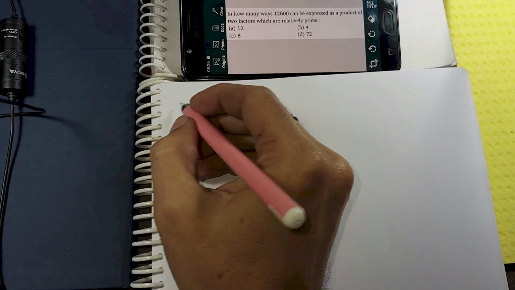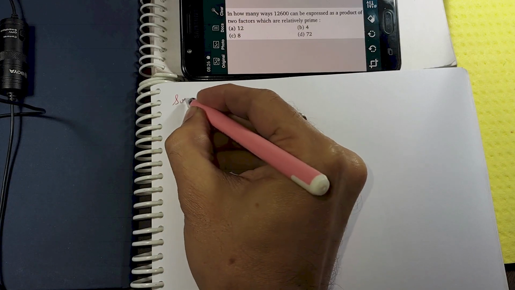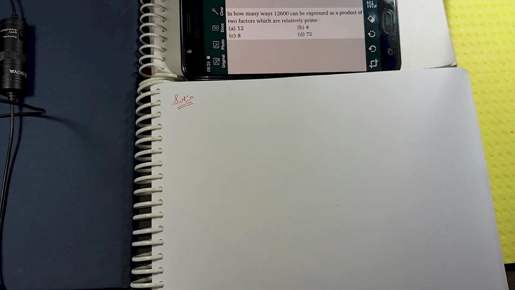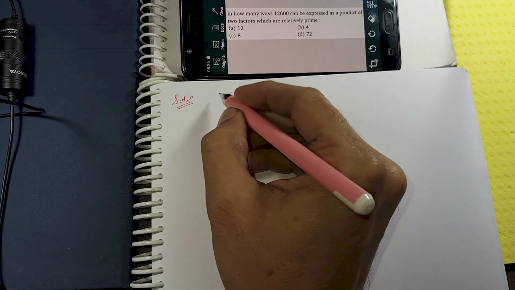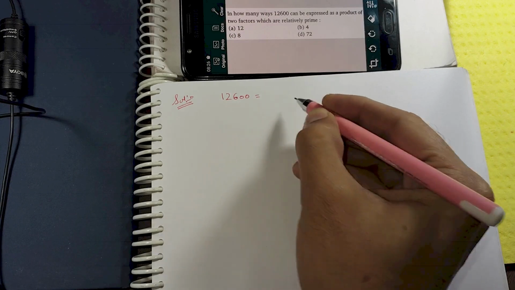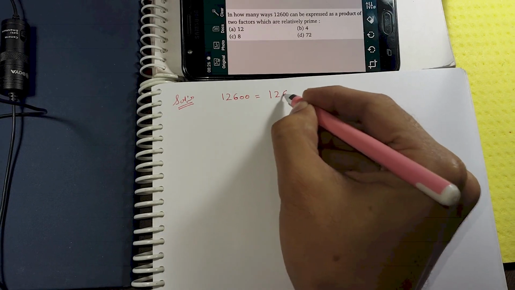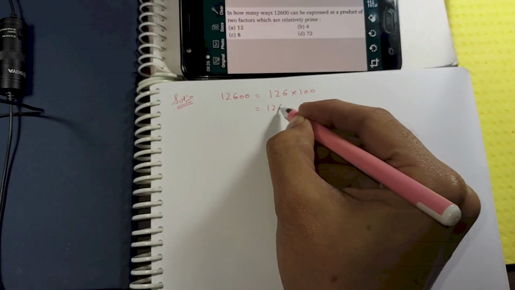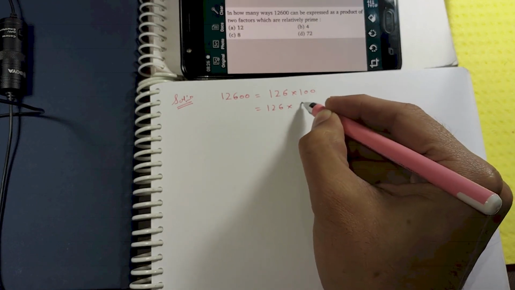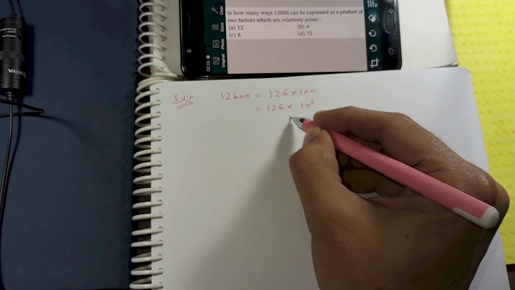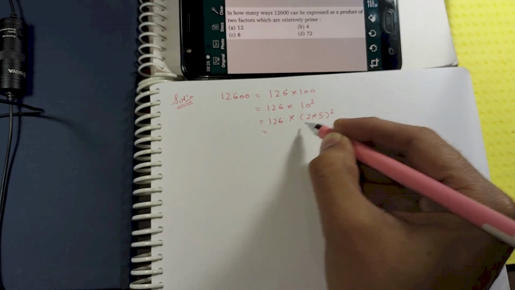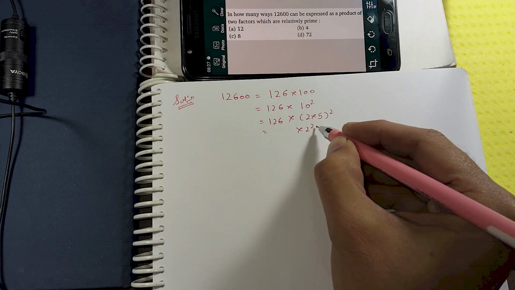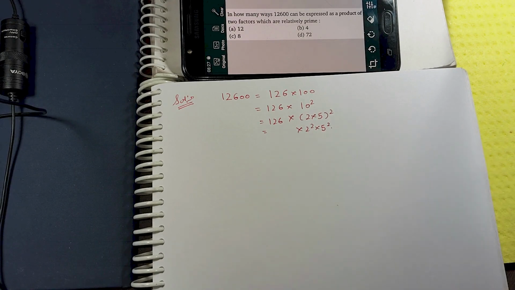In how many ways can 12,600 be expressed as a product of two factors which are relatively prime? So for this we need to prime factorize it. I can write this as 126 into 100, and 100 is 10 square, or I can write this as 2 into 5 whole square into 126. So this will be into 2 square into 5 square, right?